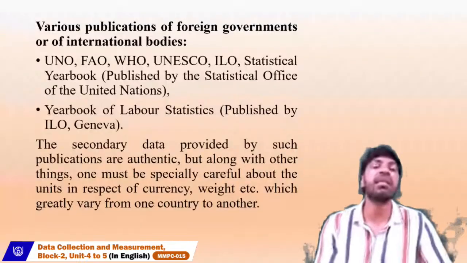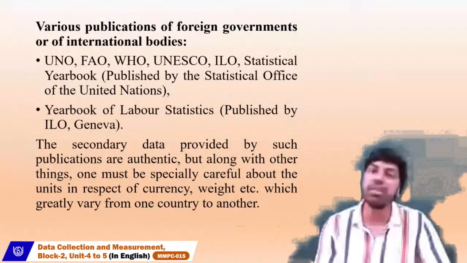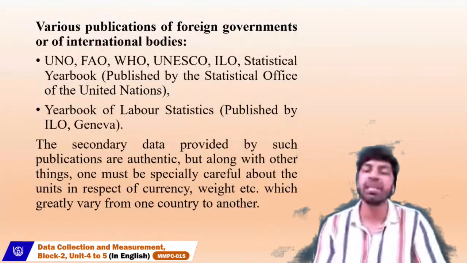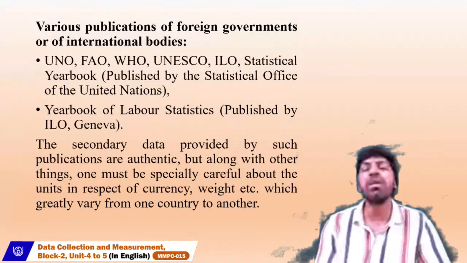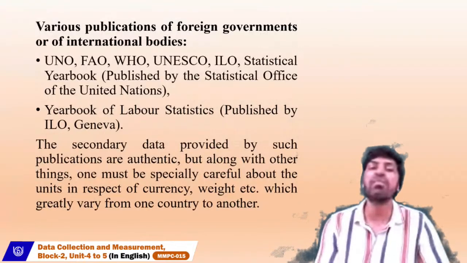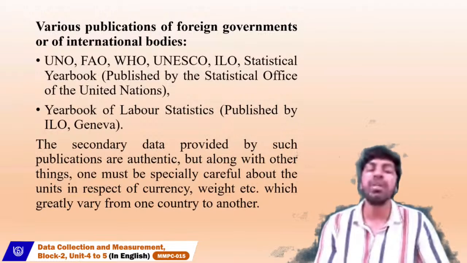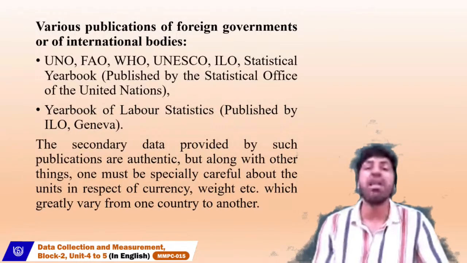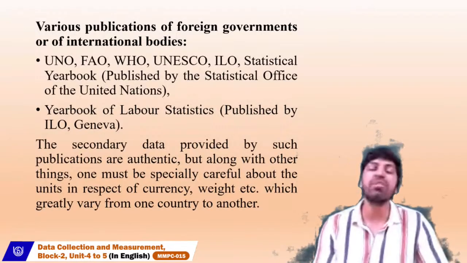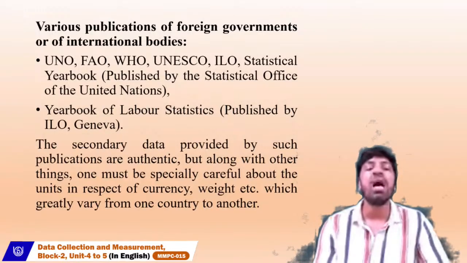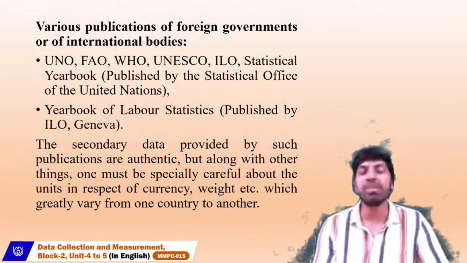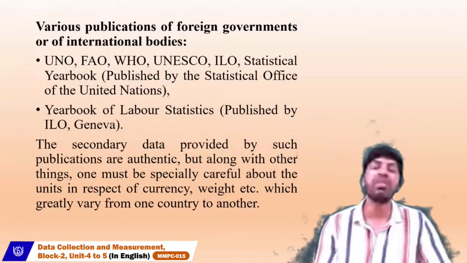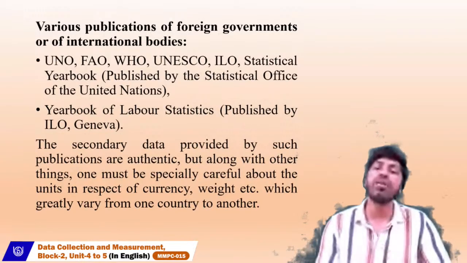There are also various publications of foreign governments or international bodies like UNO, FAO, WHO, UNESCO and ILO. The Statistical Yearbook is published by the Statistical Office of the United Nations. There is also a Yearbook of Labour Statistics provided by the ILO, Geneva. The secondary data provided by such publications are authentic, but one must especially be careful about the units, in respect of currency and weight, which differ from country to country.